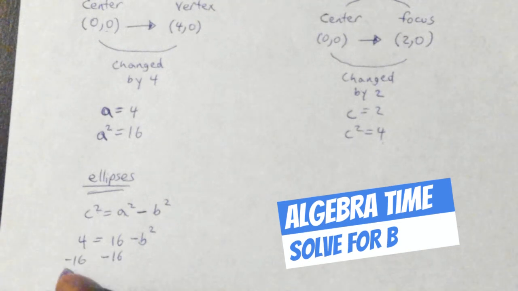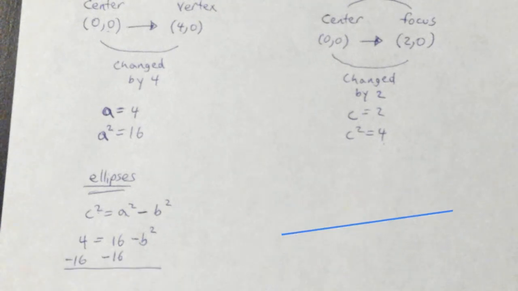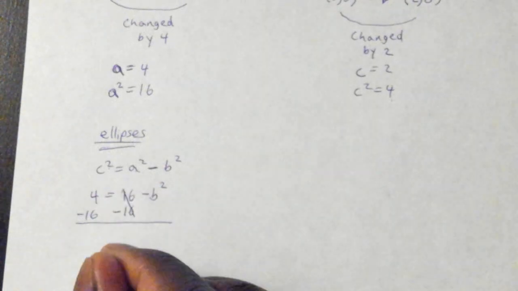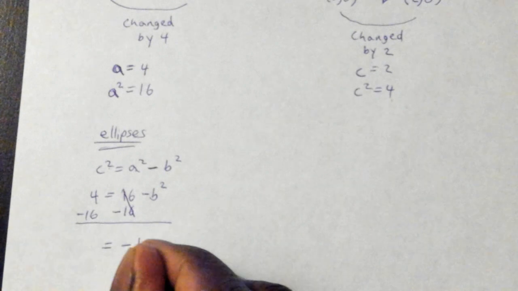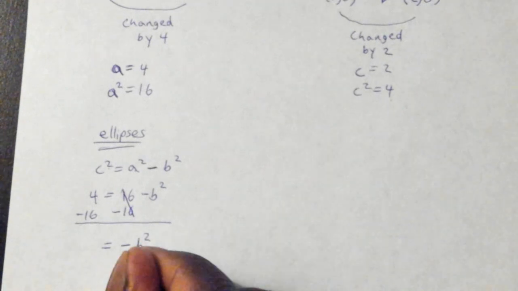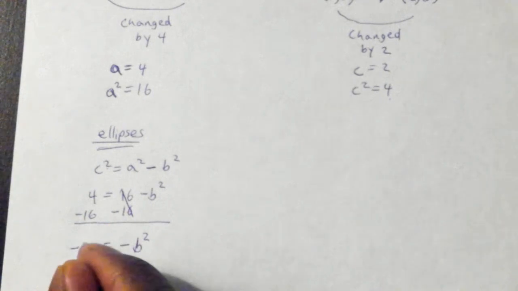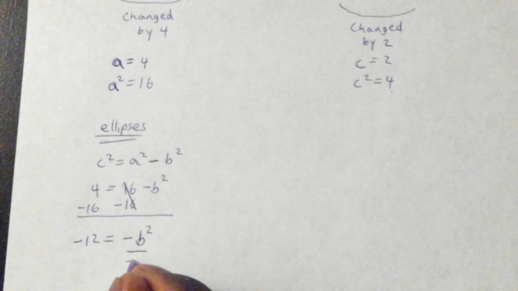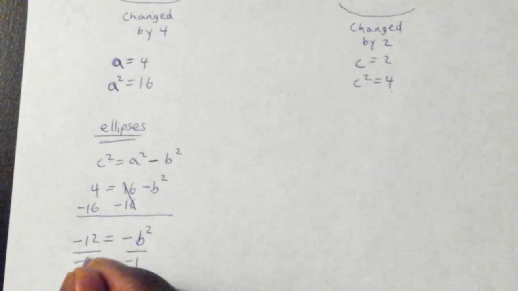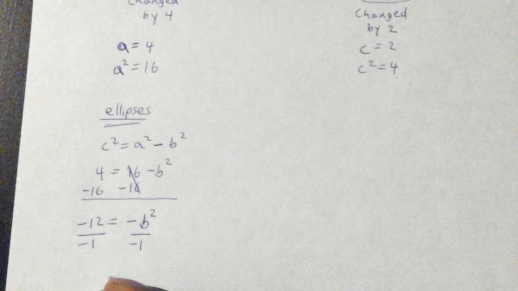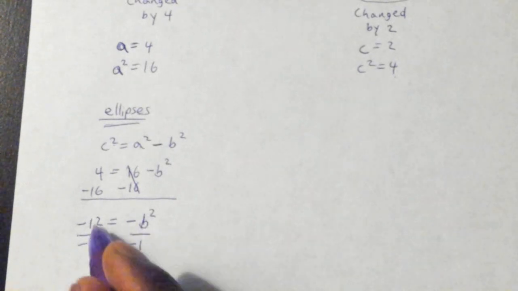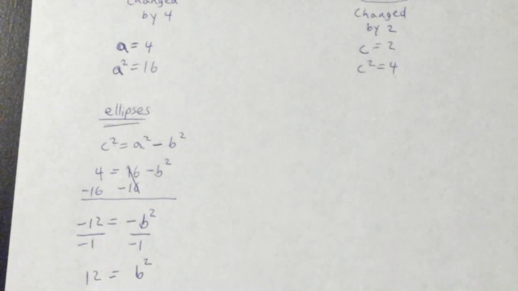So we're going to subtract 16 from both sides to get the B squared by itself. 16 cancels out, and we're left with negative B squared on the right side. On the left side, then we have 4 minus 16, which gives us negative 12. We're going to divide both sides by negative 1, again, just so we can get B squared by itself. And on the right side, when we divide that, we end up with a positive B squared. And on the left side, we end up with a positive 12. So B squared is 12.